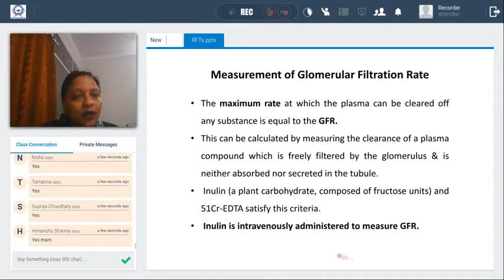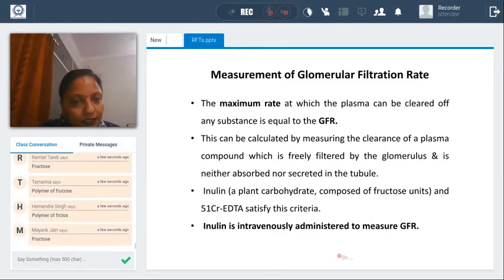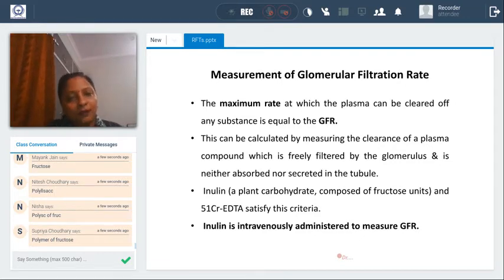So inulin, a plant carbohydrate, you all know. What is inulin? Please write in the box, chemically, what is inulin? This is a carbohydrate, you all know. This is the polysaccharide of fructose units. Very good. And 51 Cr EDTA satisfies this criteria. It means inulin, an inactive compound, this plant carbohydrate, a polymer of fructose, is intravenously administered to measure GFR.